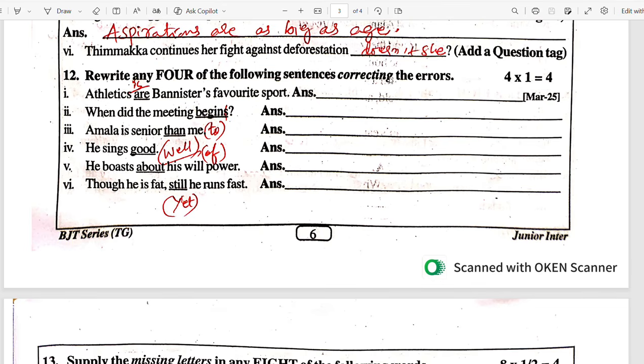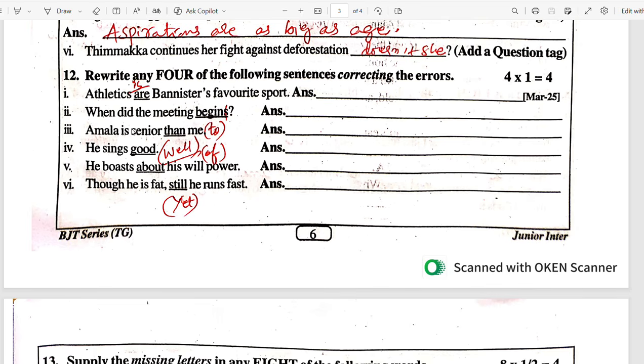Next, rewrite any four of the following sentences, correcting the errors. Athletics. Here, normally whenever you see athletics, we think it is plural, but economics is a subject. Economics is also ending with s, but no. Athletics sounds plural, but it is not plural actually. Athletics is Bannister's favorite sport. Next, where did the meeting begins? See, begins is always third person. So whenever you say third person, simple present tense, the verb should be added with s or es. Already did has come. When did the meeting begin? So you have to remove s.